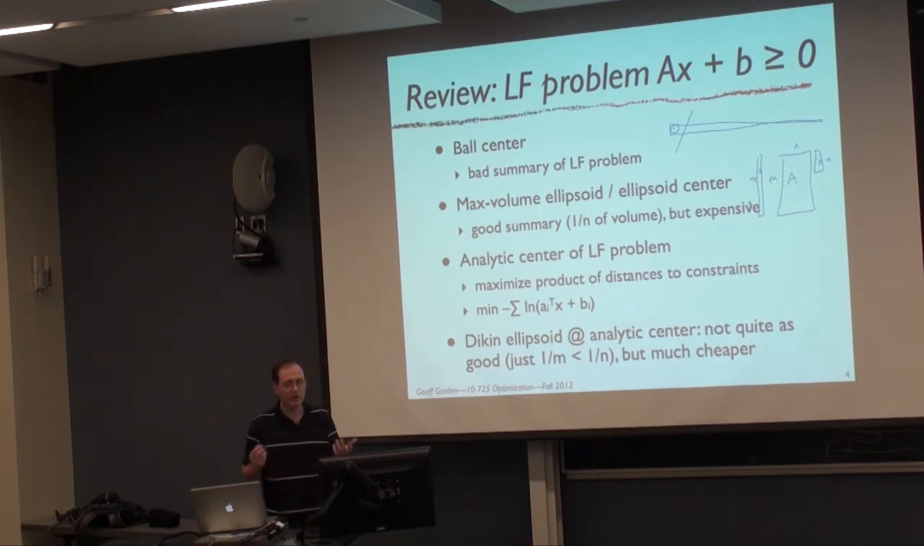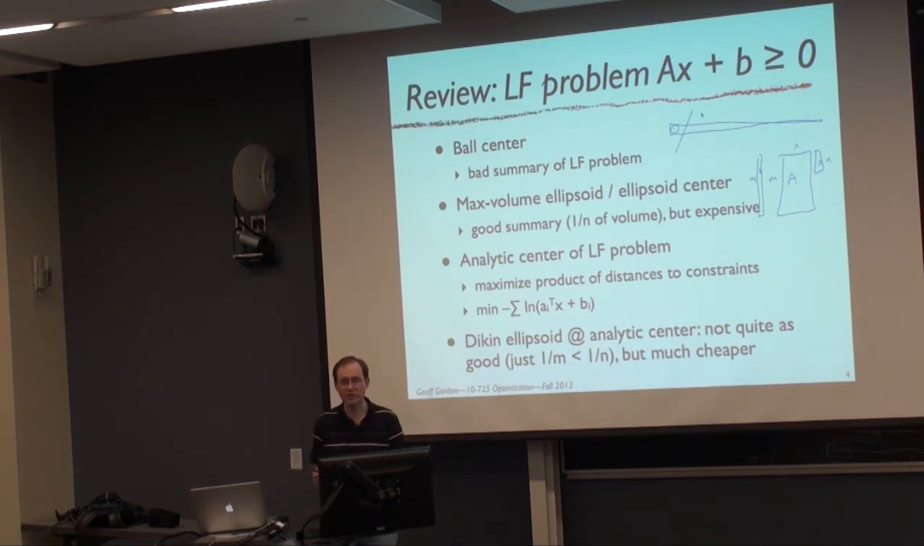So we talked about trying to make a summary of the feasible region. The first idea was to look for the ball center of the feasible region, but because of examples like this one, the ball center could be a bad summary, right? You could either have a very long skinny triangle or the triangle with its tip chopped off, and they're very different feasible regions, but they have the same ball center. So the ball center can't be a very good summary.